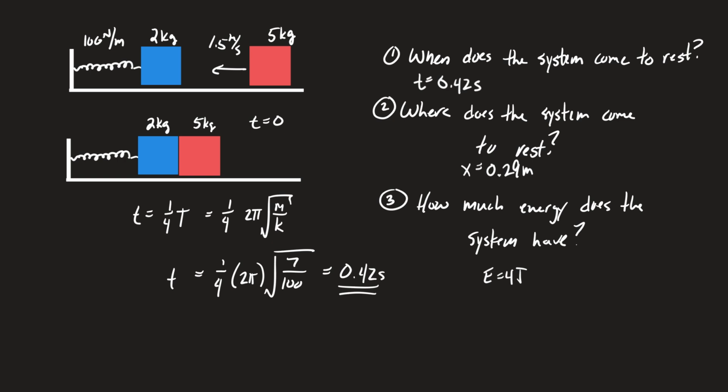Where does the system come to rest? Oh, come on, come now. That's first semester stuff. Really? You can't figure out where the system comes to rest? Maximum displacement of the spring? Because that's what you need to figure out, the maximum displacement of the spring.